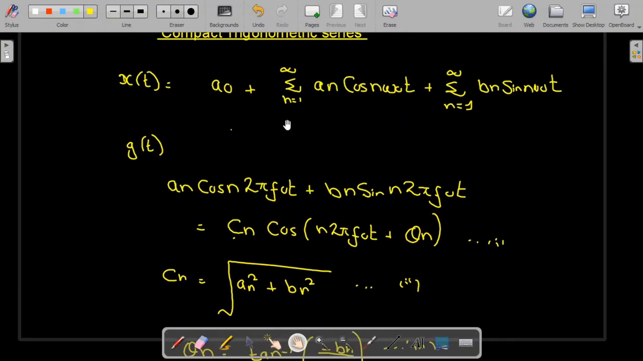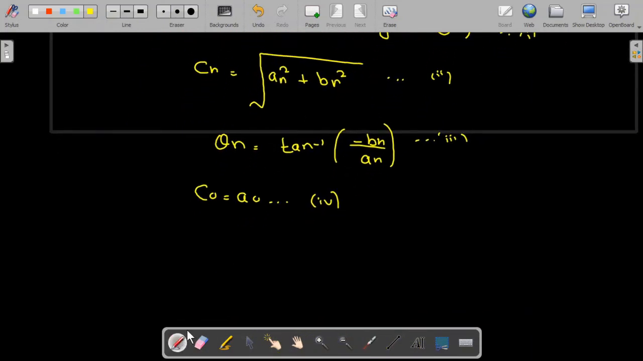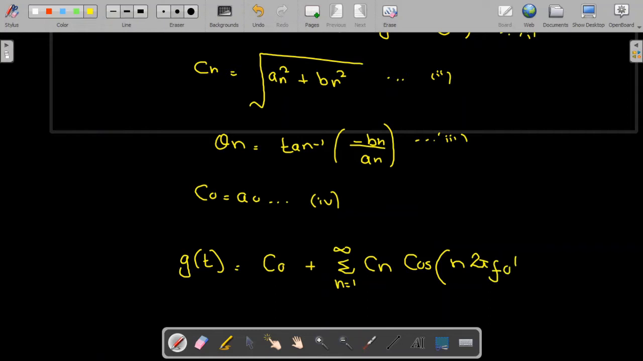So now this was my trigonometric series representation. Now I am going to write the compact trigonometric series representation. That can be written as g of t is equal to c naught, which is the DC value, plus summation n equal to 1 up to infinity, because again we are going to have infinite number of terms. This time we are going to have c n, where this c n is equal to square root of a n whole square plus b n whole square, and then the cosine function of n omega naught t, which is 2 pi f naught t, plus theta n.